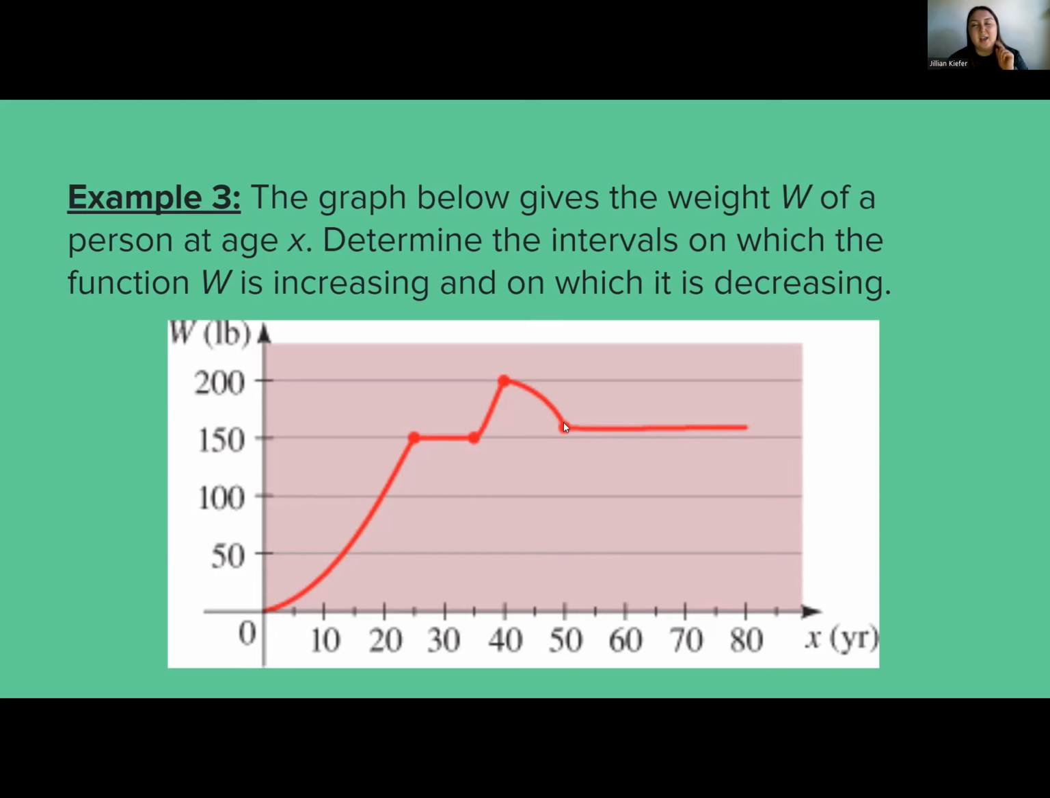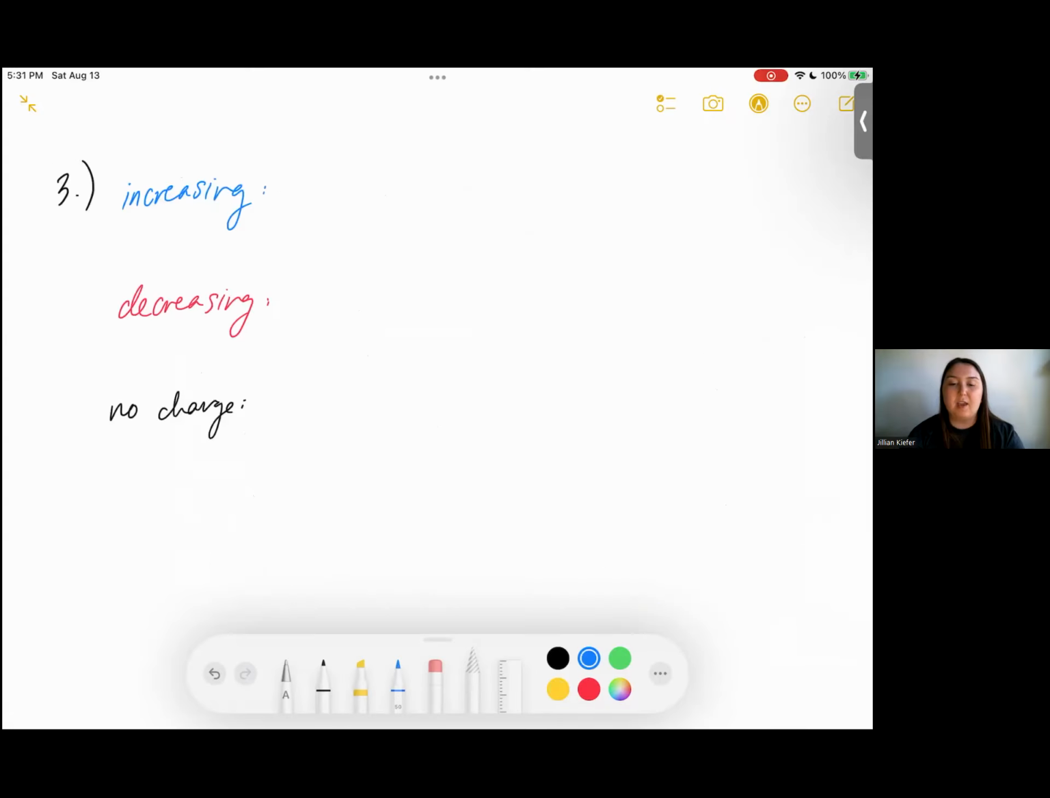So all right, let's go ahead and write all of our answers down in our notes. We're going to copy down what the different intervals for increasing, decreasing, and no change were. We just went over this, so we're just going to write the intervals. So we said that our weight was increasing between the ages of 0 and 25, and also it increased from 35 to about 40.